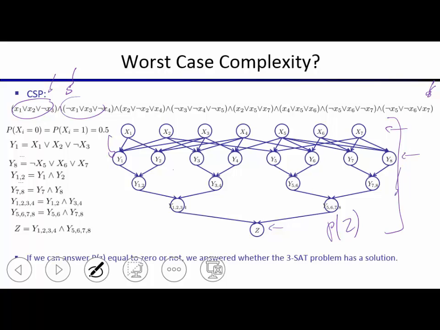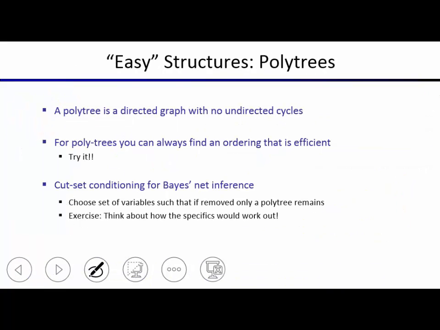So we can ask ourselves the question: are there Bayes nets where things are not as hard as they are in the worst case? Here is an example of an easy structure. Just like in constraint satisfaction problems, if your Bayes net has a tree structure, it's called a polytree, because it's with directed edges. A polytree is a directed graph where there are no cycles at all, not even undirected cycles. Remember, a Bayes net can have cycles, just not cycles that you can go through when you follow the direction of the arrows. A polytree cannot have cycles at all.